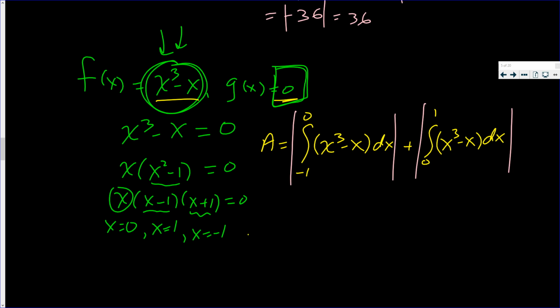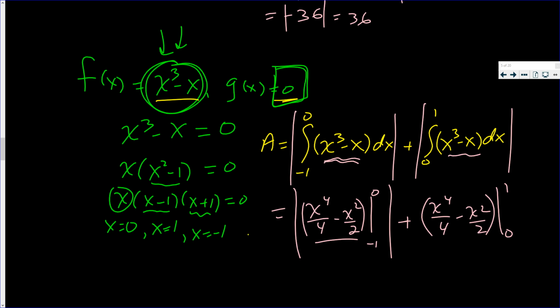Okay, so the integral of that is x to the 4 over 4 minus x squared over 2. And this gets evaluated from negative 1 to 0. And in case we did it backwards, absolute value. Plus, the nice thing is, you can do this integral separately than this one as a test or as a check. Make sure you get the same answer. And this one goes from 0 to 1. But in case we did it backwards, take the absolute value.